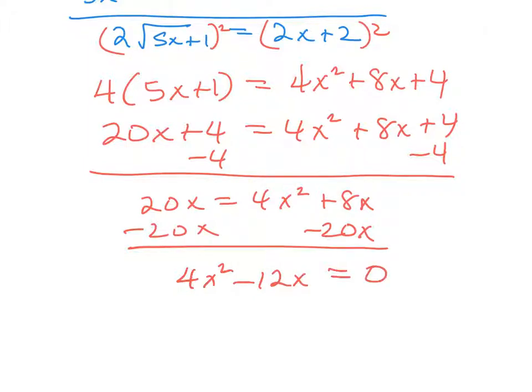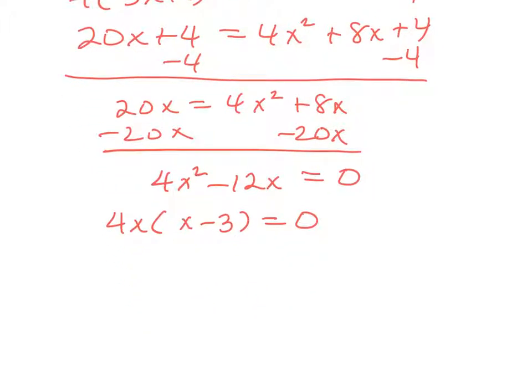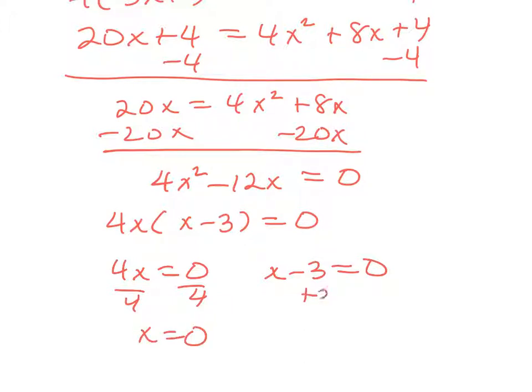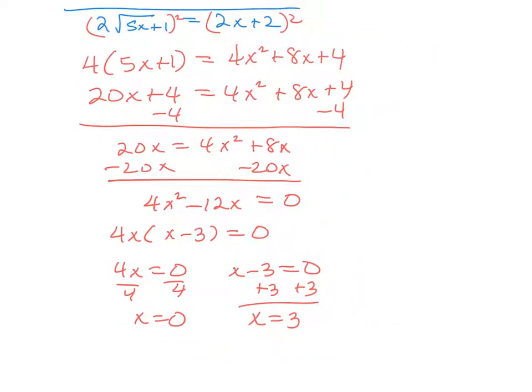My next step is to factor out a GCF. I can factor out a 4x, and I'm left with x minus 3. I now set each of the factors equal to 0 and solve for x. My first solution is x equals 0, and my second solution is x equals 3. Again, I need to do the check.